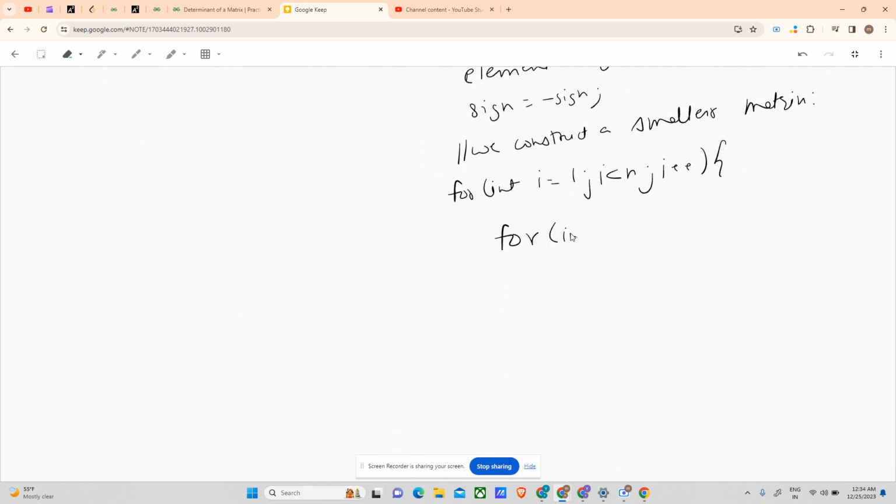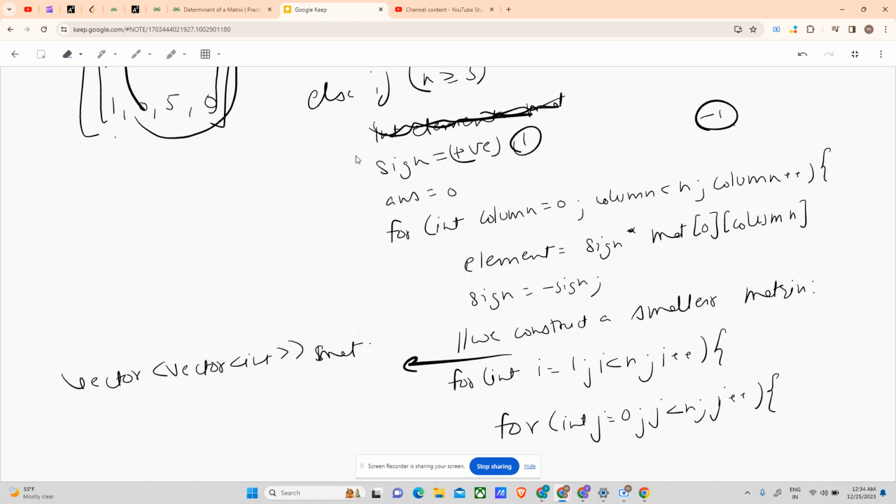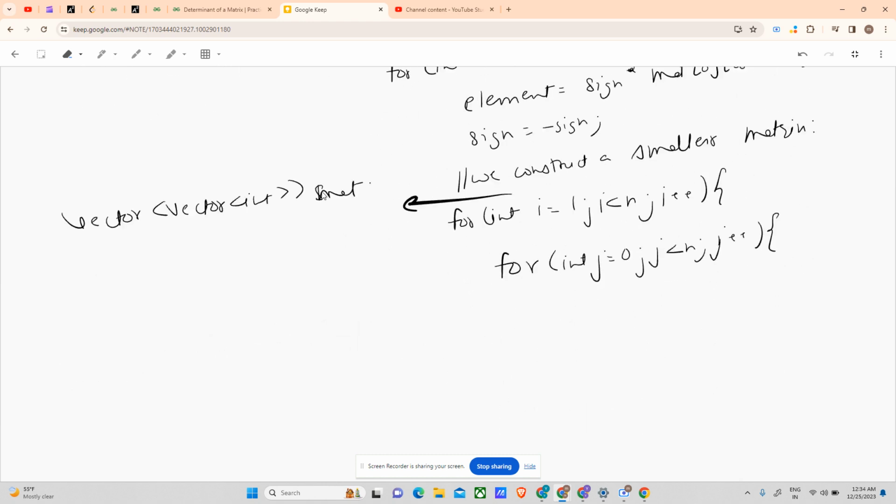So for int j equals 0, j goes to n, and j plus plus, we also have to make a smaller matrix here. So name a vector of vector of int. I'm naming it as matrix, no, mammity is already defined. So smat. S for smaller, mat for matrix.